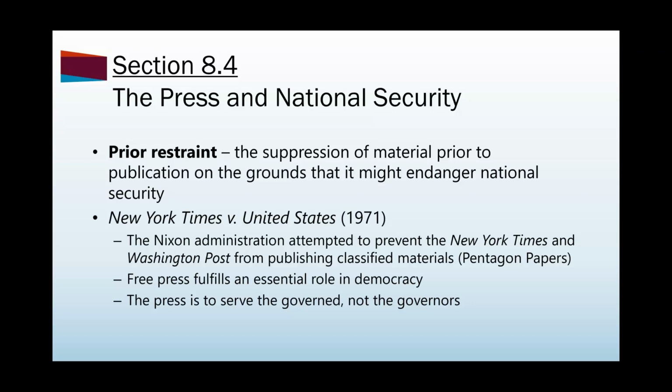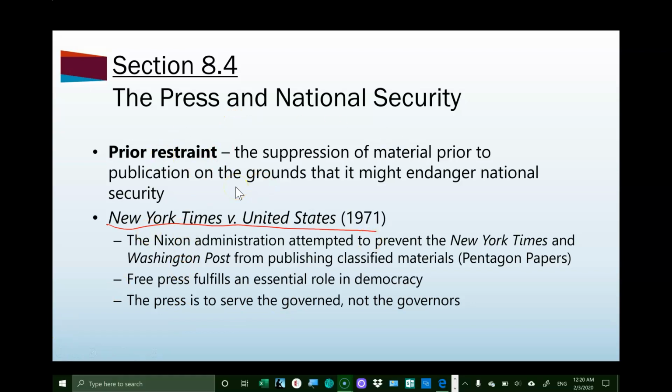Okay, so one of the next big documents we're going to go into is the idea of the press, because remember, the First Amendment also protects the press as well. So we will probably analyze New York Times versus United States. I think this is one of the big crucial cases. So let's get into that.